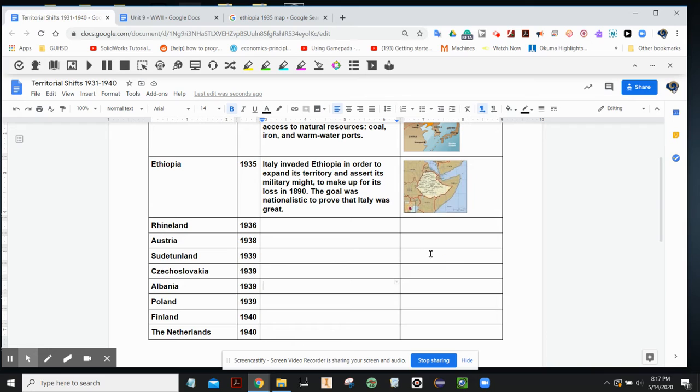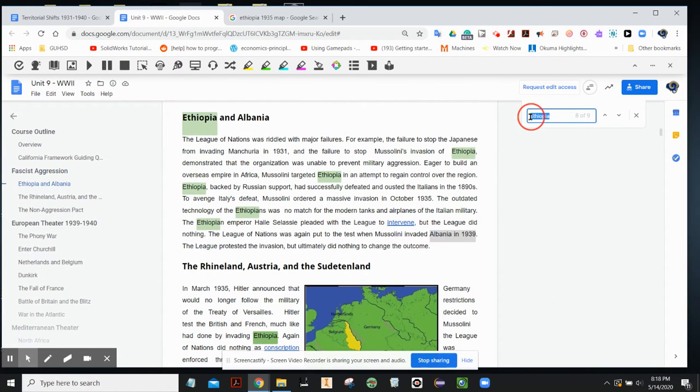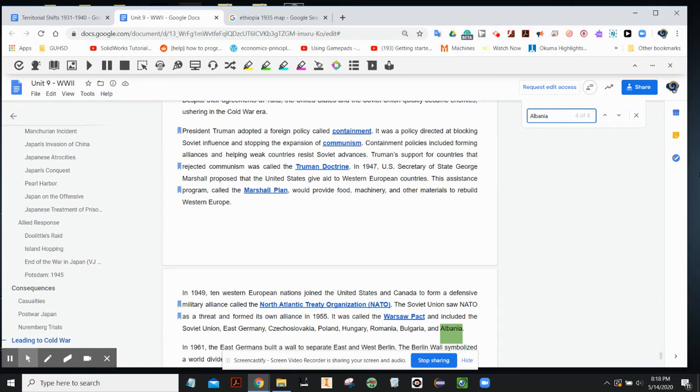So why did Mussolini invade Albania? Let's find Albania here. Maybe some of the things may not be part of the reading or may not be as clear in the reading. I think this is one of them. So let's put Albania up in the search. Control V after I copied it.